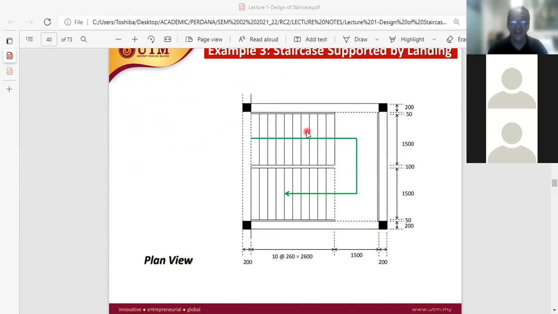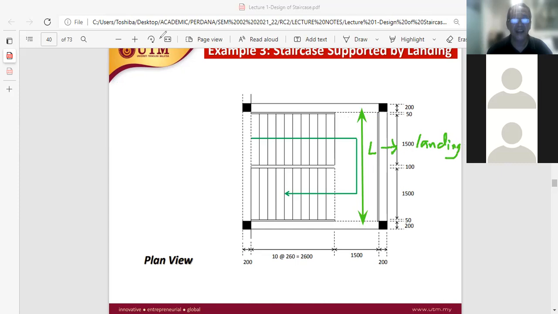Doktor, yang support daripada landing tu dia punya location dekat tengah-tengah landing? Support location untuk landing, yes. Okay, remember kita punya support, center line support tu merupakan dia punya span. Bermakna for this staircase ni, as for this landing, center line sini dengan center line sini is the span in this direction. Bermakna from this center line kepada this center line, yang ini adalah L span untuk landing, untuk pelantar.